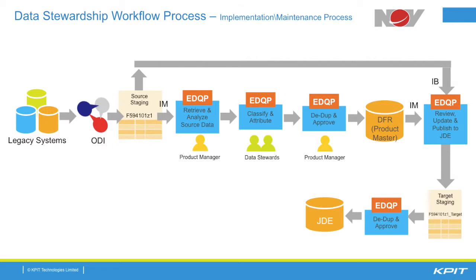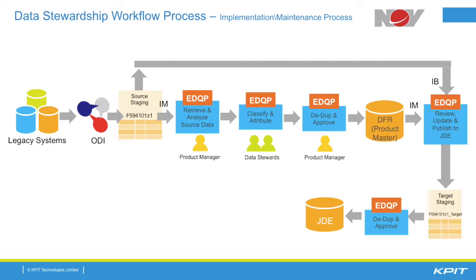Edwards team review, update, and publish particular item branch values that relate to supply chain or other business rules that are required for implementations. Once they've reviewed and updated, we can then push that information to the target staging table where we do a JDE audit or a completeness check using EDQ, and it is then simply pushed into J.D.